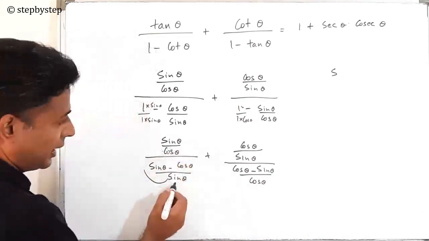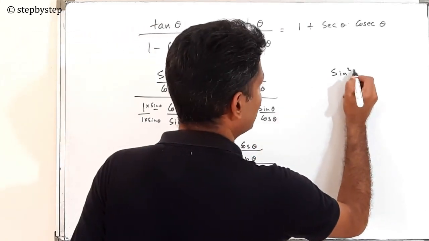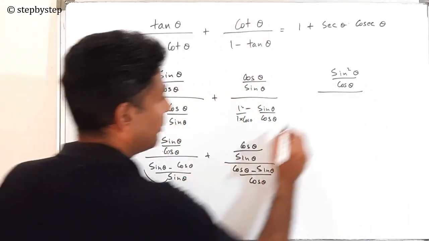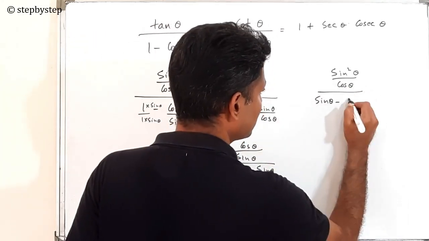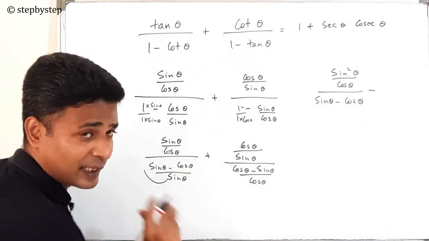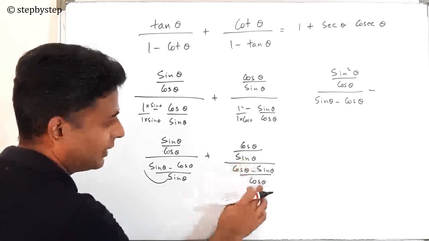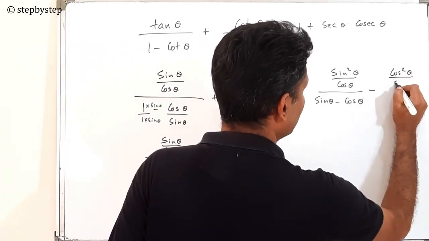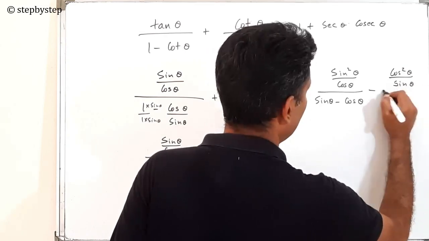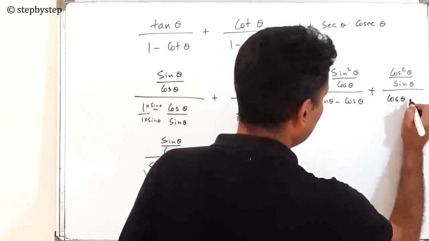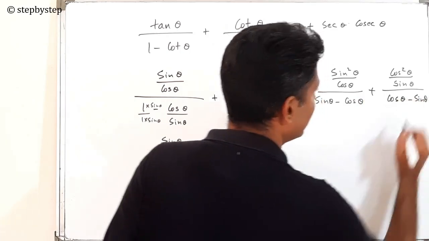Sin theta by cos theta into sin theta, that is sin square theta by cos theta, by sin theta minus cos theta, minus, here I'll take cos theta up but I'll not get this down. So cos theta by sin theta into cos theta, cos square theta by sin theta, by cos theta, sorry, this is plus, cos theta minus sin theta.